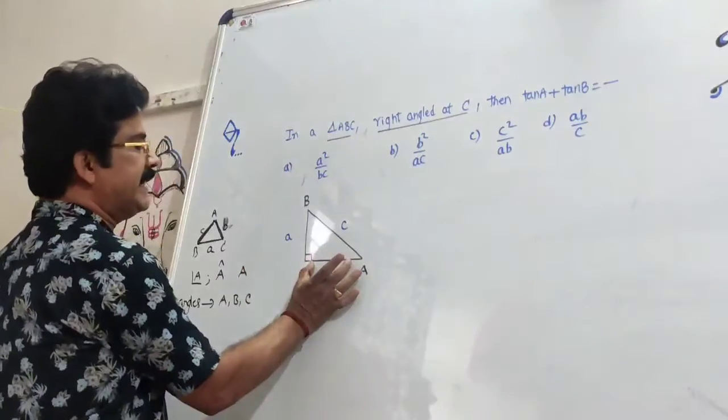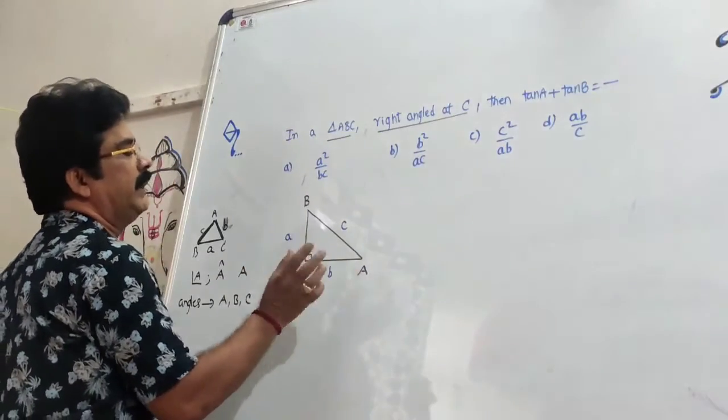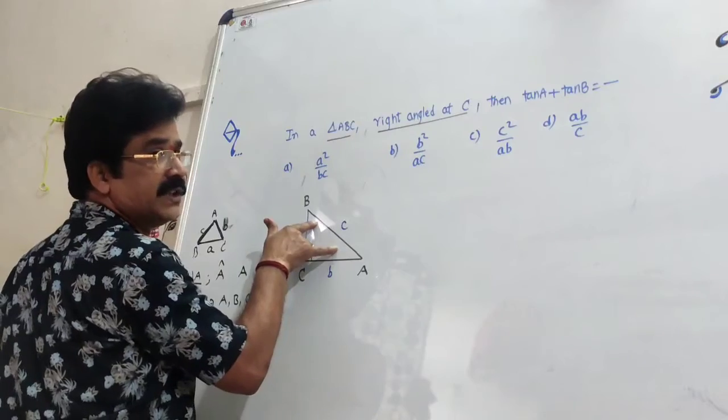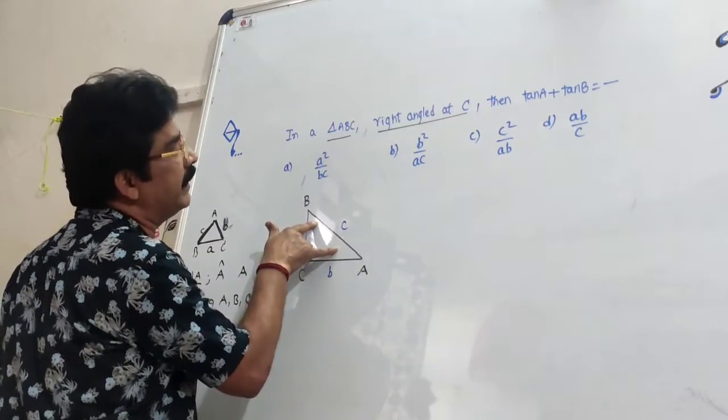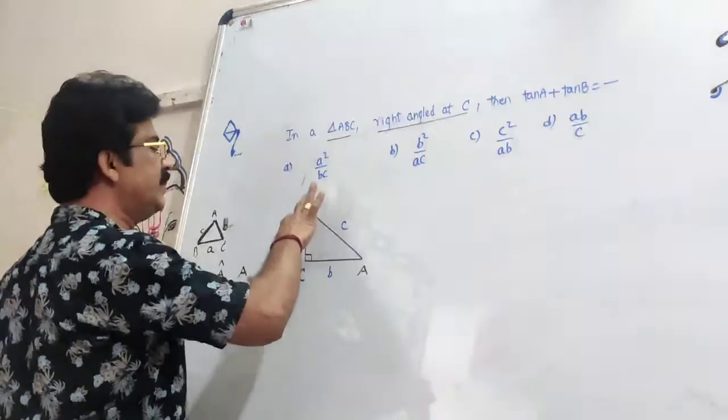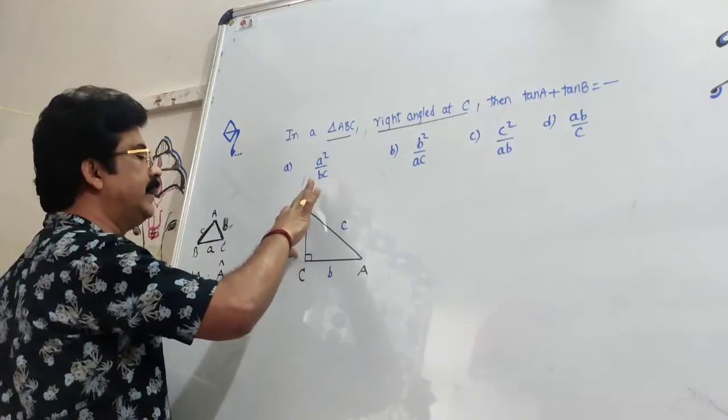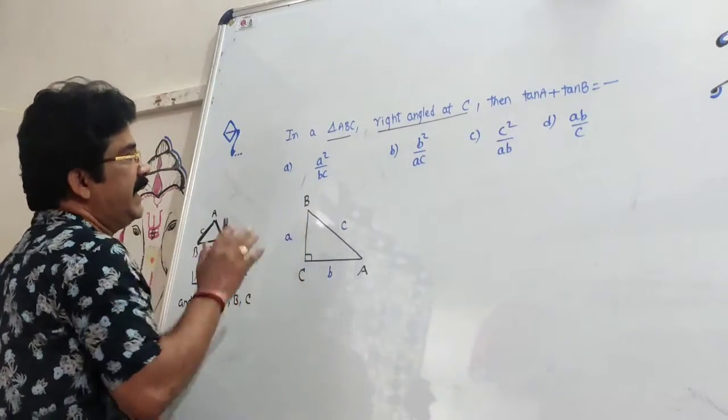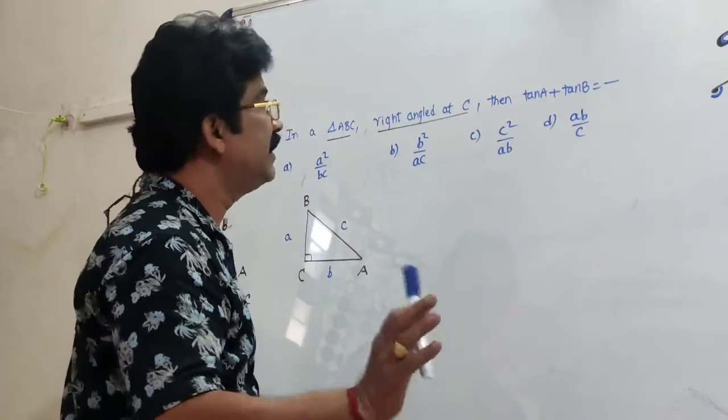Means AC length is small b, AC side small b. AB length, or the distance between the two points A and B, is small c units. Next, the BC side, the length of this side, is small a units. Right. What is the question?